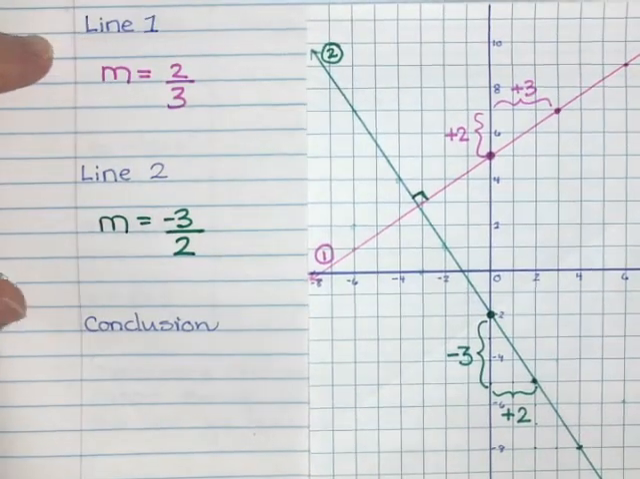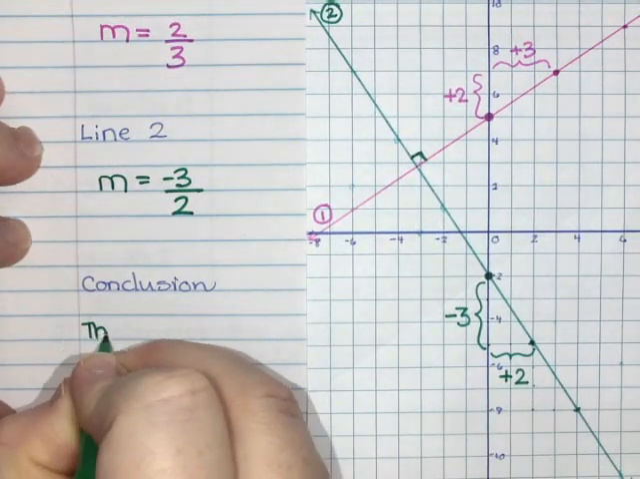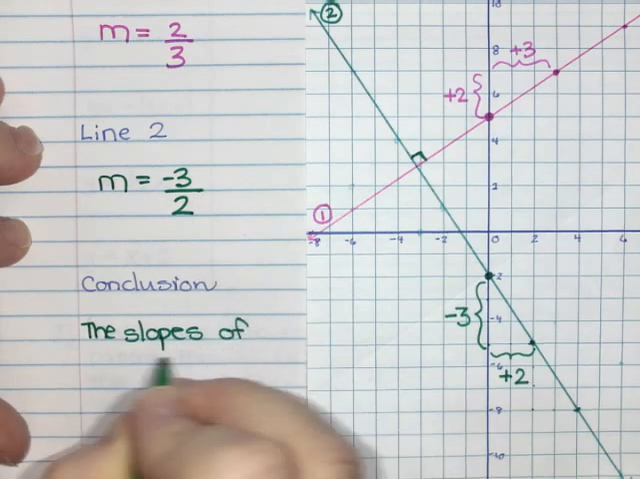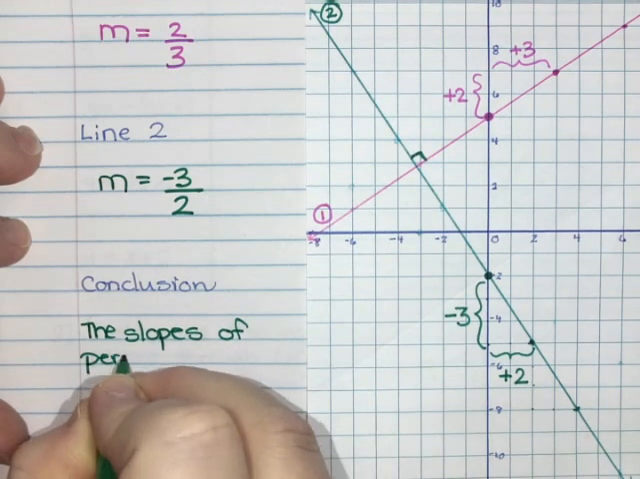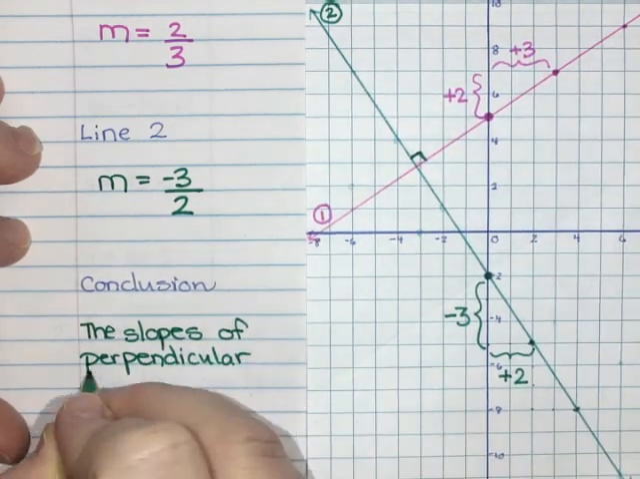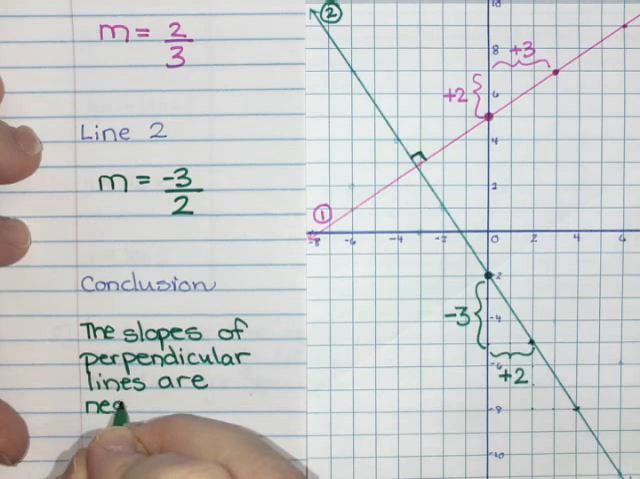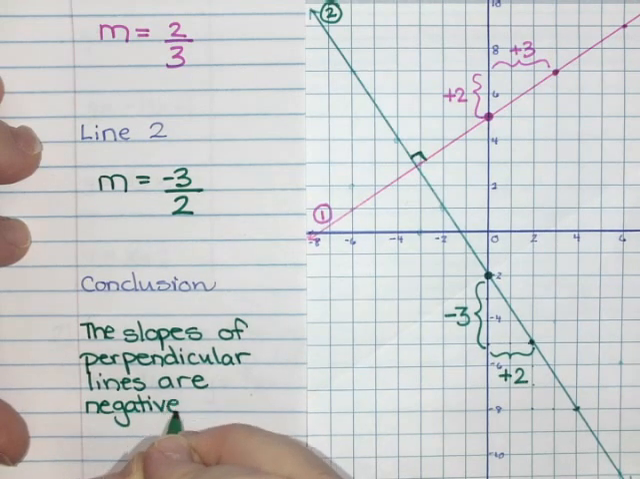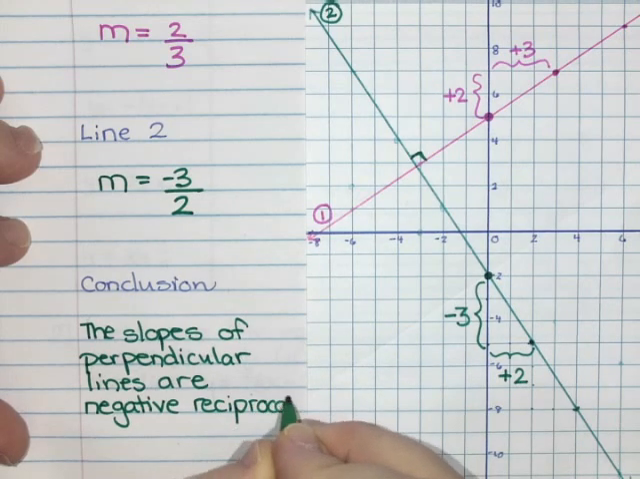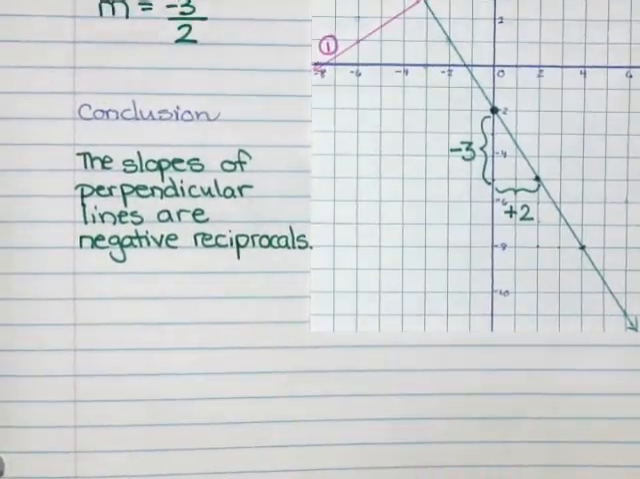We're going to write it down first, and then we'll write down kind of what that means. So I'm going to say the slopes of perpendicular, it is such a long word, lines are negative reciprocals. Lots of big words. So negative reciprocals.